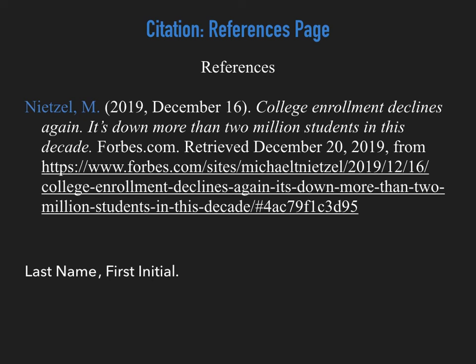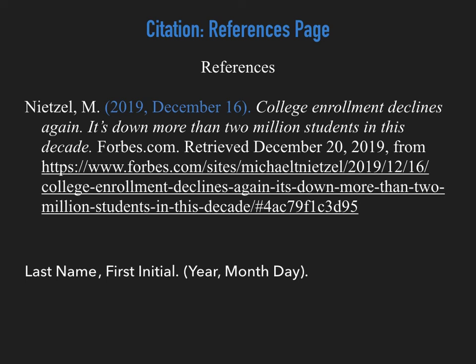We then will provide the date that the information was published. If we have the exact date, we will present the year of publication, followed by a comma, and then the month and day. All of this should be within parentheses and followed by a period.